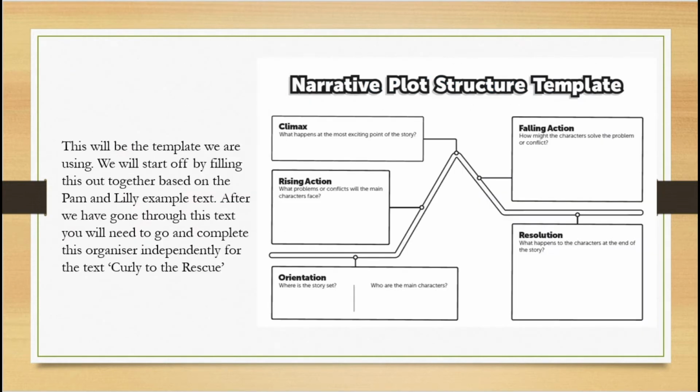So this is the template we're going to be using. Remember, you need 2 of those because one we're going to use for Pam and Lily and the other we're going to use for Curly to the rescue. We're going to start by filling this out together based on the Pam and Lily example text, and after we've gone through this, then you'll be doing the Curly to the rescue independently.